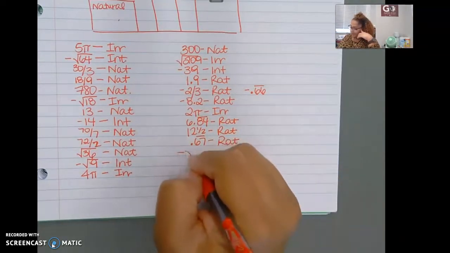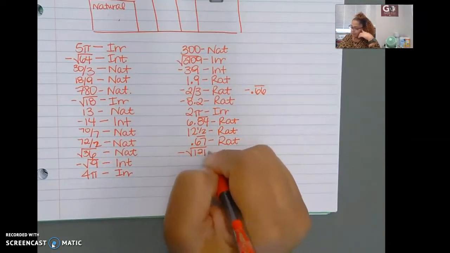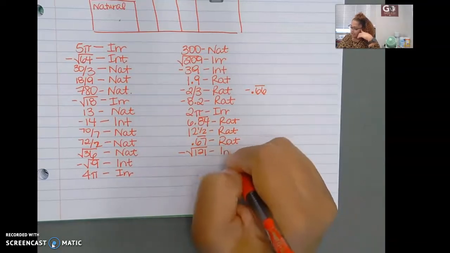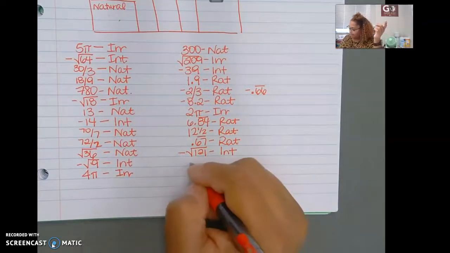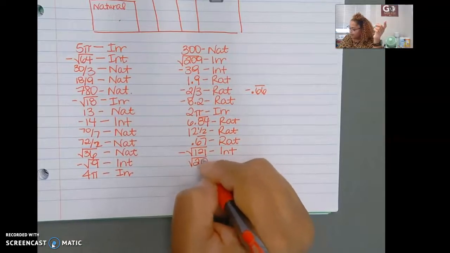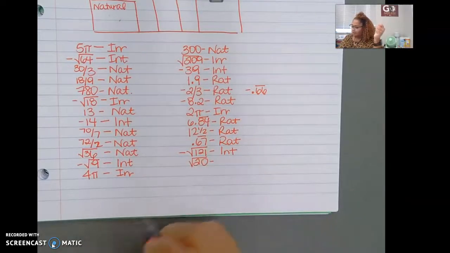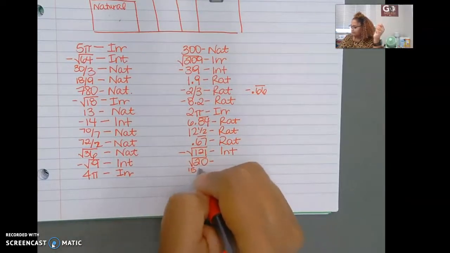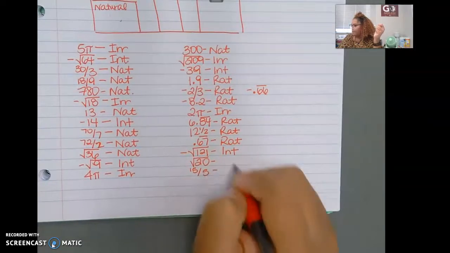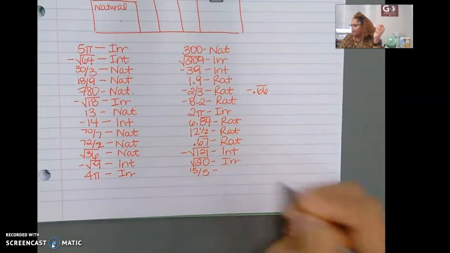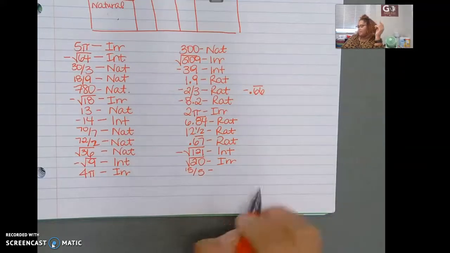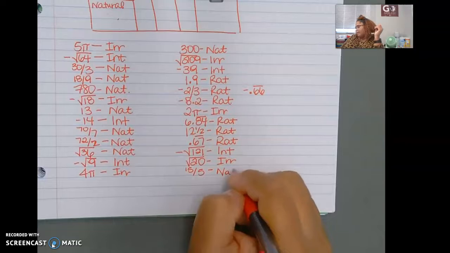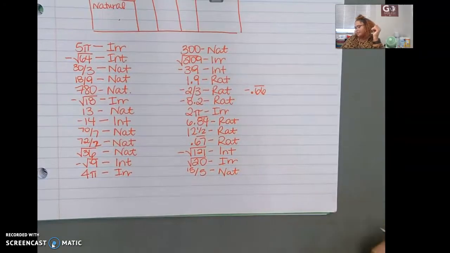The opposite of square root of 121. Integer. Good. What's the square root of 121? What's the opposite of that? Good. Square root 20. Irrational. Good. And then 15 fifths. That's 3. Good. So what kind of number? Natural is where I would start classifying this. Okay.